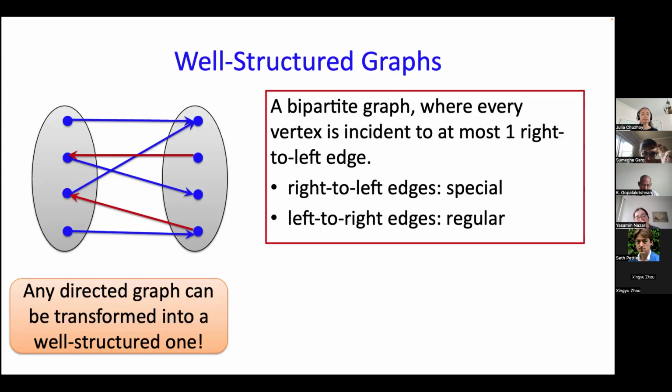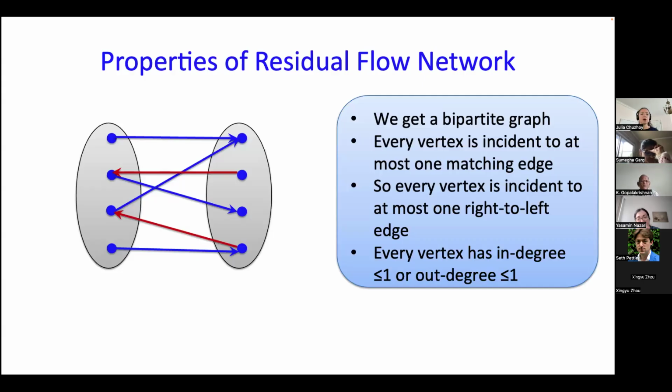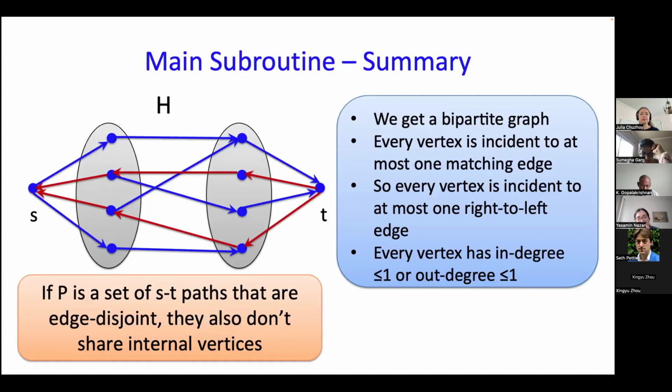In any case, going back, this graph that we get from the residual flow network already automatically has this property. So every vertex has either in-degree at most one or out-degree at most one in this graph. And if we go to the original residual flow network, what this means is this. If we get any collection of ST paths that don't share any edges in this residual flow network, they also don't share any vertices except for S and T. Or in other words, edge congestion and vertex congestion are the same for this residual flow network.